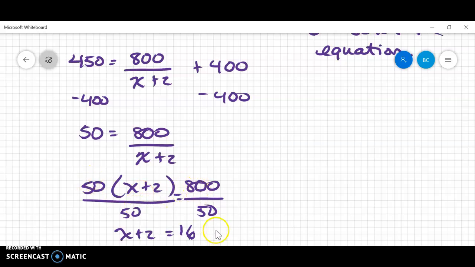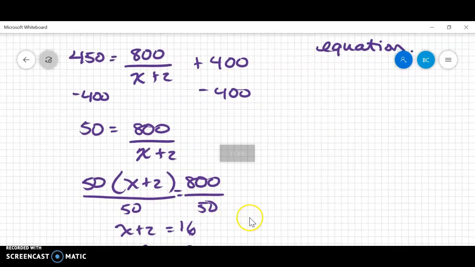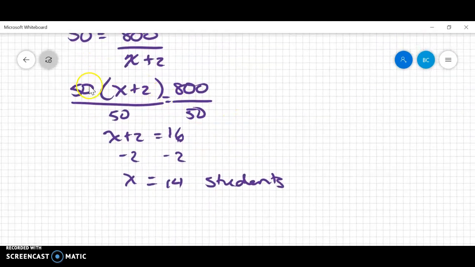Then I'm going to divide by 50. You could distribute here and get 50X plus 100, but then that just gives you 2 steps. That's fine. It doesn't matter at this point, the order. So I'm going to solve the rest of that equation, and I'm going to get X equals 14 students. So again, those rational functions are super common when you're talking about the cost of something, and the more people or the more things you produce, the less cost per person or cost per item.